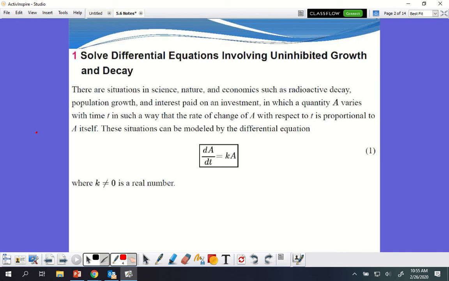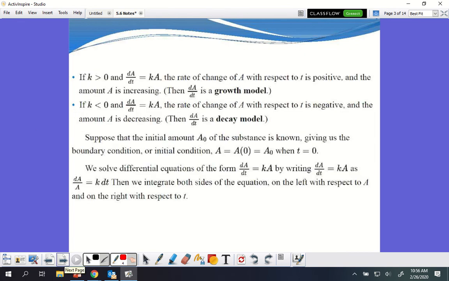Remember, dA/dt means the derivative of A in terms of time. Very good. Where k is some constant, some real number. Where k is greater than 0, that means it's going to be some type of growth. If it is less than 0, what numbers are less than 0? Negatives, thank you. Decimals are small, but they're not less than 0. So less than 0, negatives, means it's decay, so that's going down.